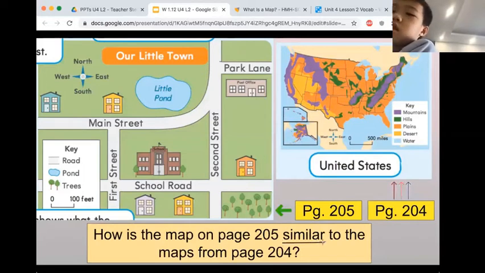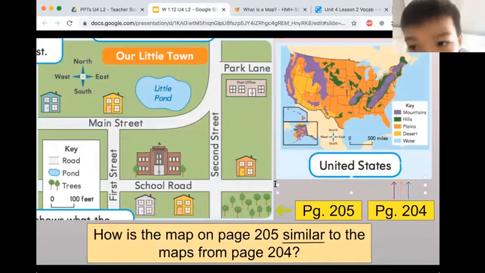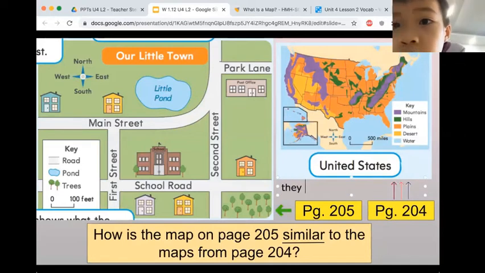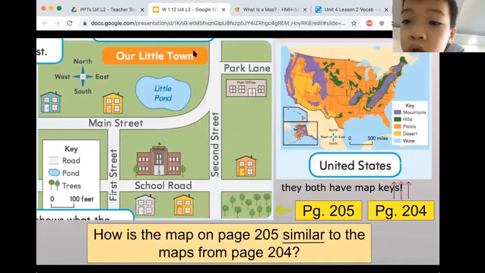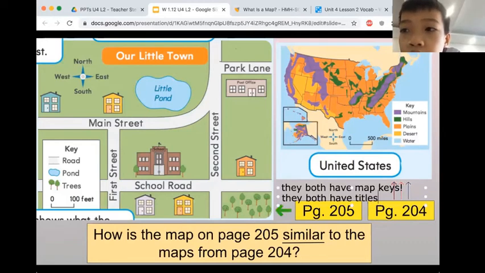They're similar because they have the key. Okay, that's wonderful. They both have map keys. That is a great one. Excellent job, Ruby. They both have map keys. Hainam, do you want to tell me another one? They both have topics, but we're going to call those topics titles. But yes, very nice. They both have titles.